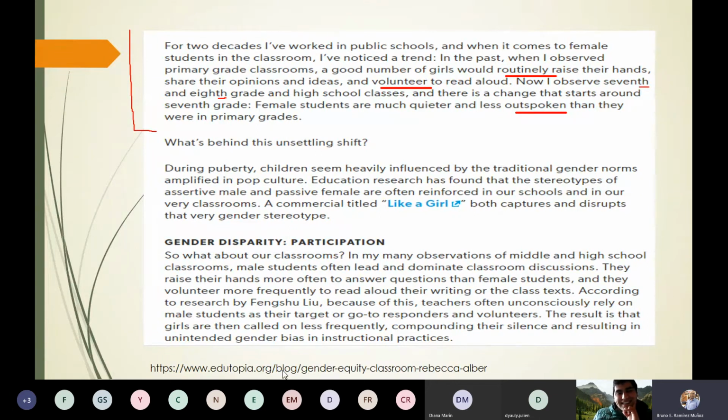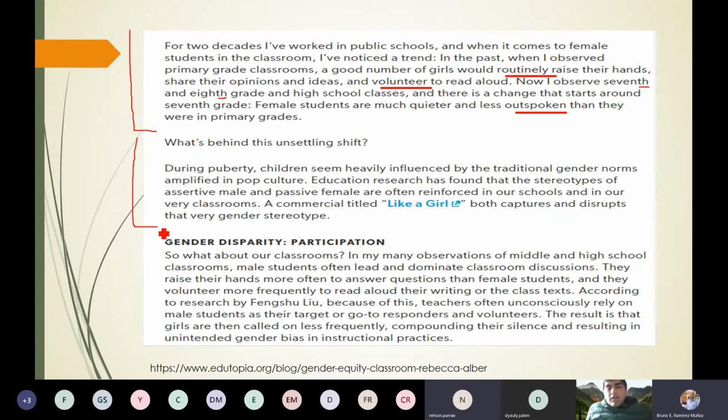Can someone volunteer to read the next paragraph? For example, Nelson Parra, are you there? Yes, teacher, I'm here. All right. Would you like to read the next section? Sure. Thank you so much.